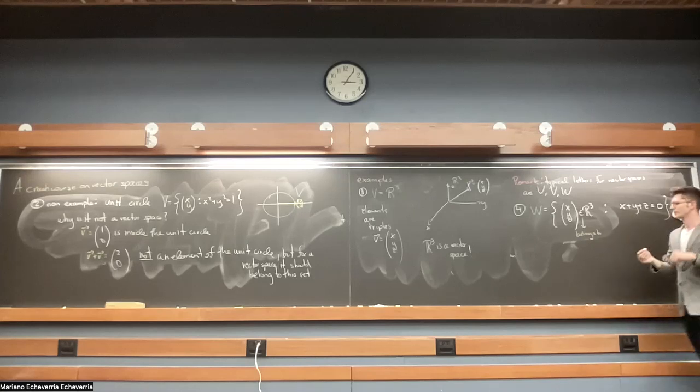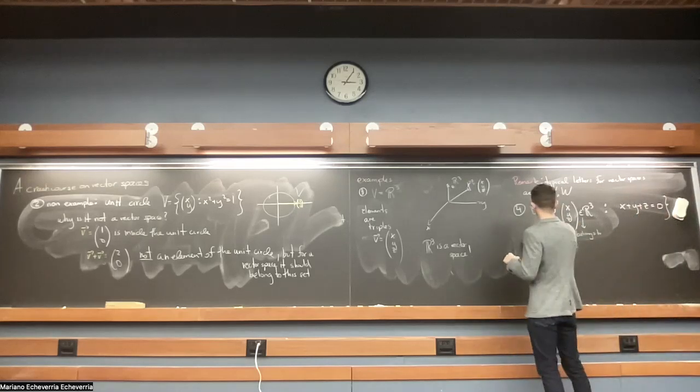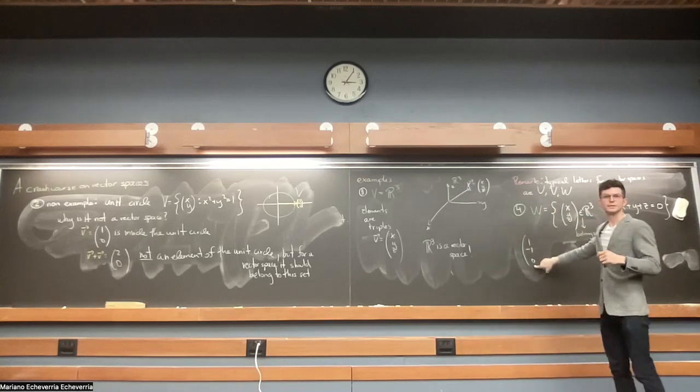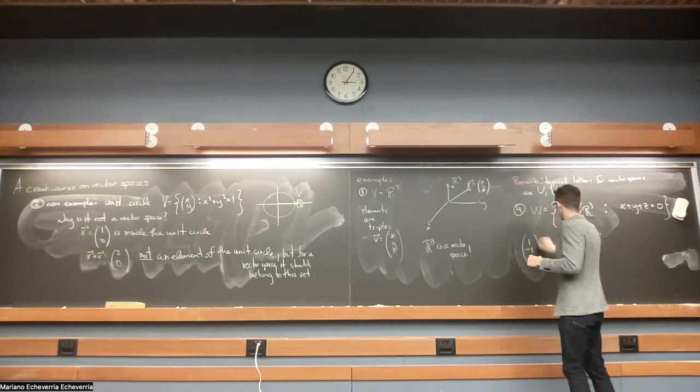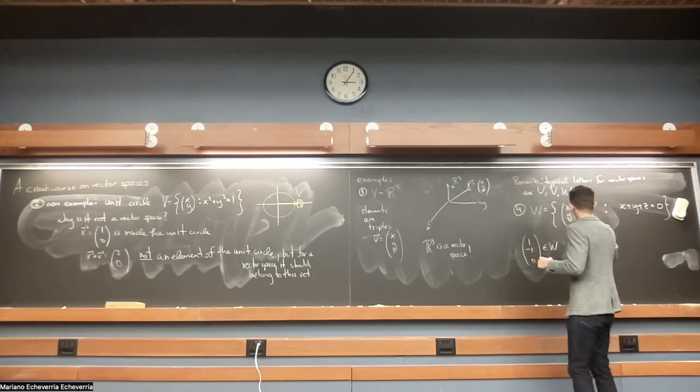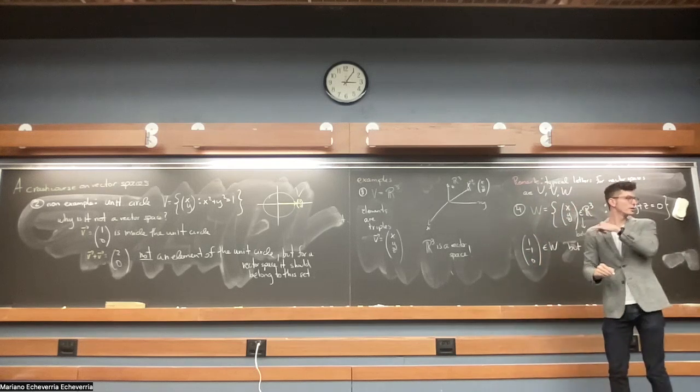Right, so just to make this clear, negative 1, negative 1, 0, right? If you add their entries together, that gives you 0. So this would belong to W. But like 1, 1, 1 would not belong to W, right? Because their entries add up to 3.